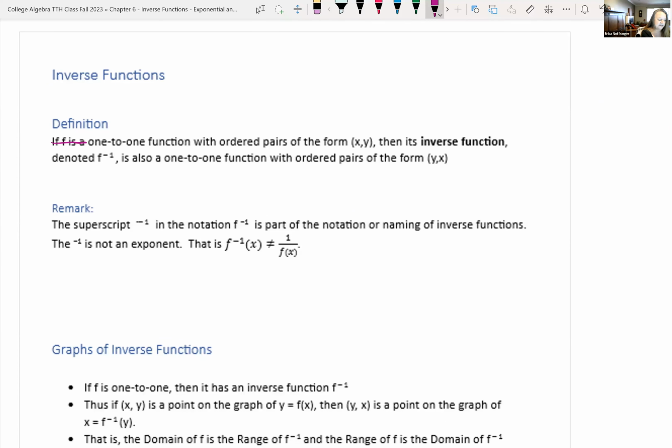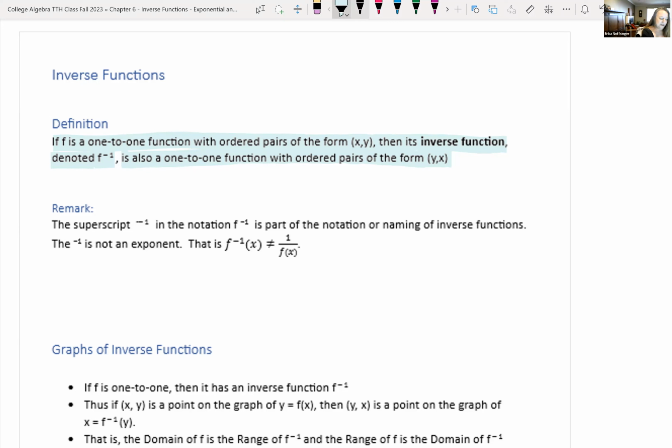So if f is a one-to-one function with ordered pairs in the form (x, y), then its inverse function, denoted by f with a superscript of -1, which looks like an exponent but really isn't, is also a one-to-one function with ordered pairs in the form (y, x). Basically, all we're doing is swapping our x and y values.